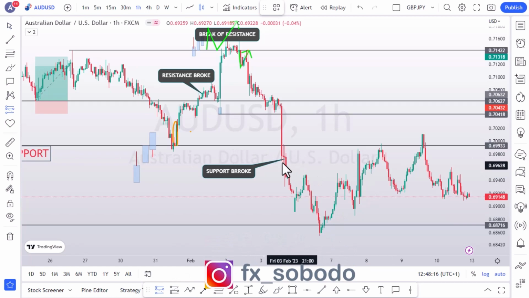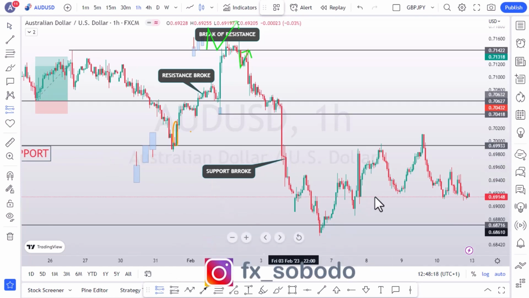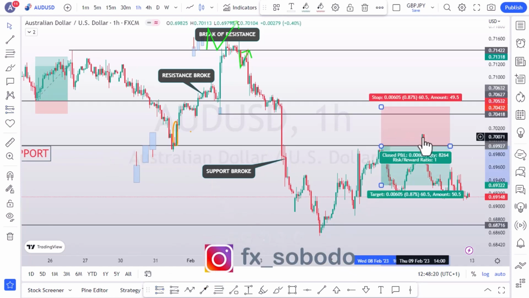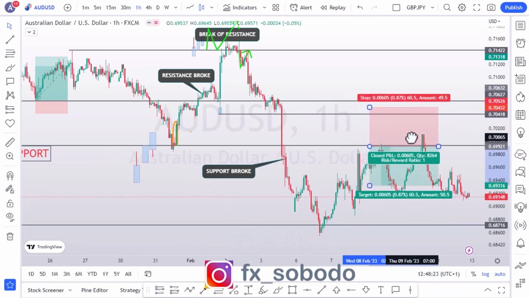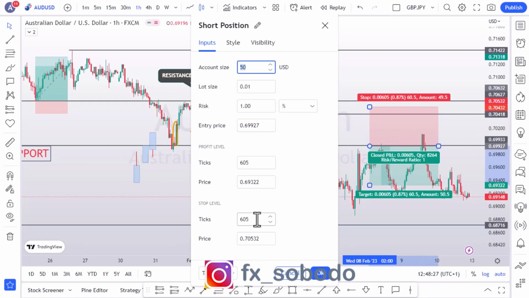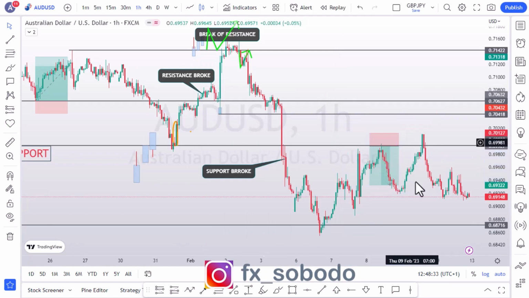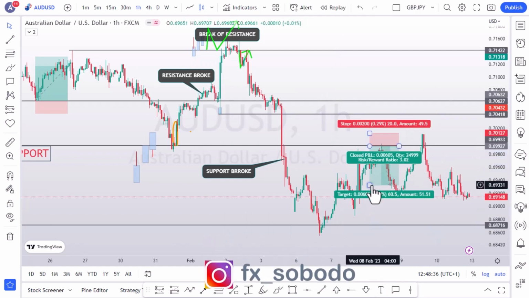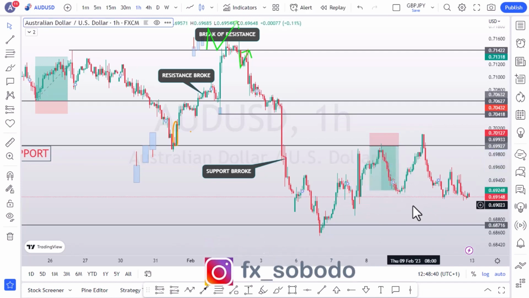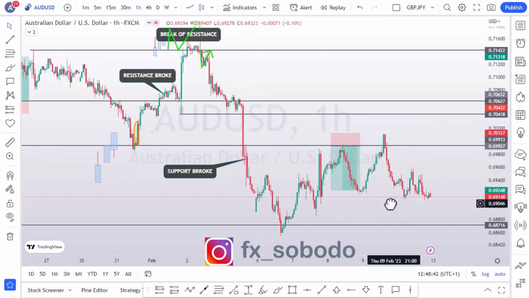Remember, when support breaks, it will always come back to that same level to retest. All you need to do is wait for your retest in your zone by risking 20 pips, nothing more than 20 pips, right from this zone. And if you are risking 20 pips, make sure you get 2 times or 3 times what you are risking. And as you see, price then dropped nicely.